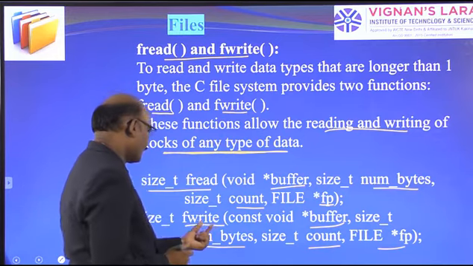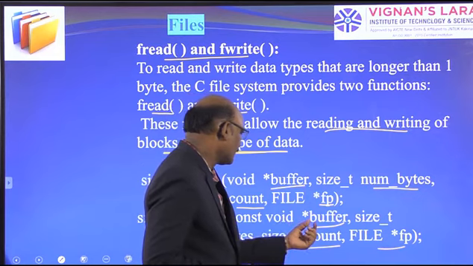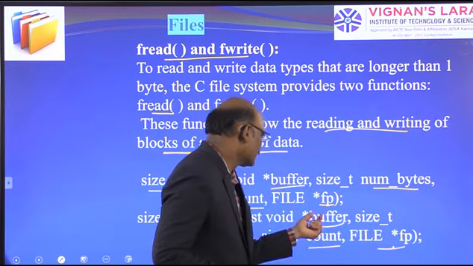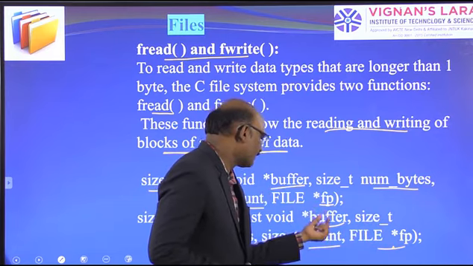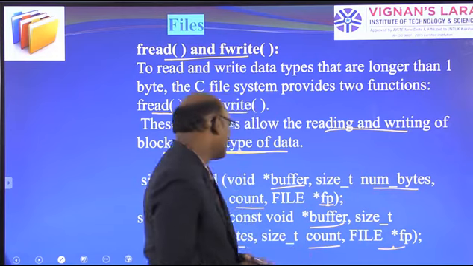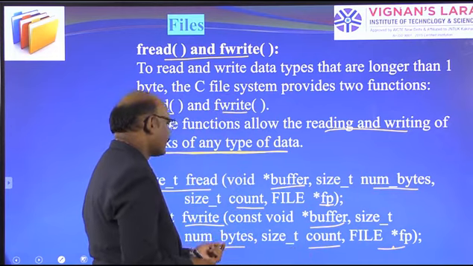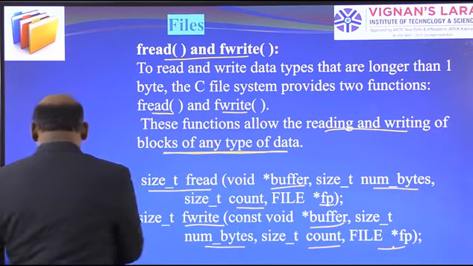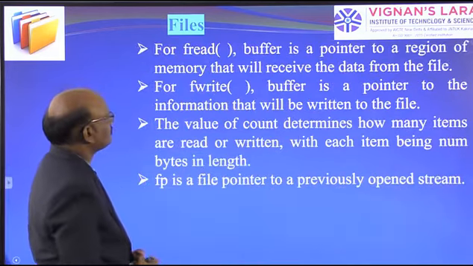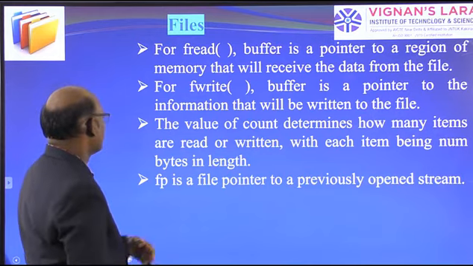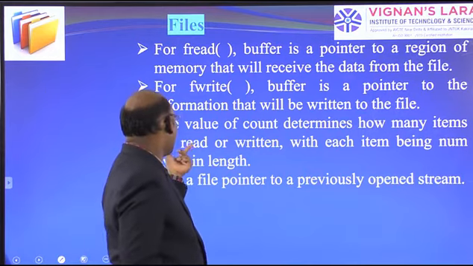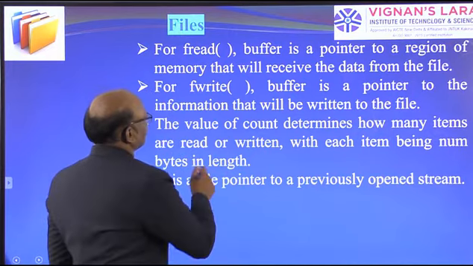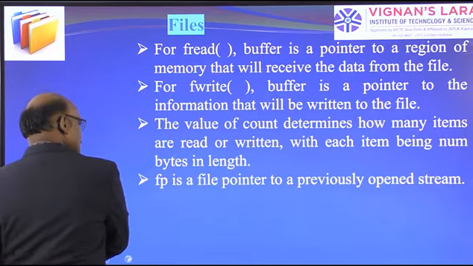Second, fwrite. In this, we are writing the data into the file associated with the file pointer. First we store the data into the buffer, and that buffer data will be transferred to the file. This represents the number of bytes to be written into the file, and count represents how many items are written into the file.